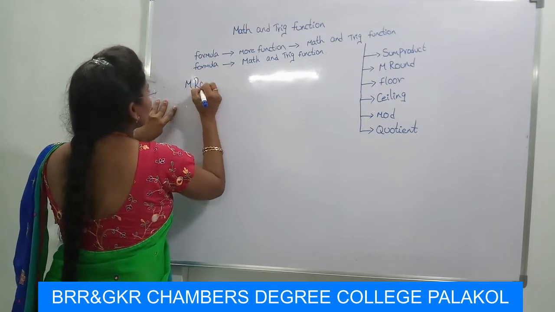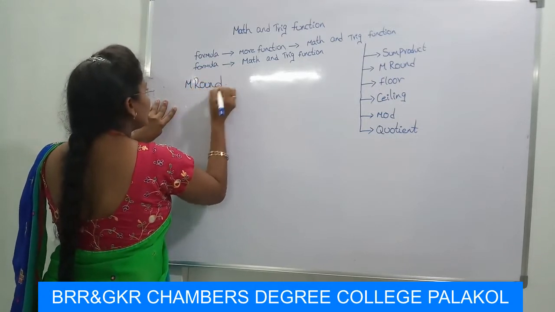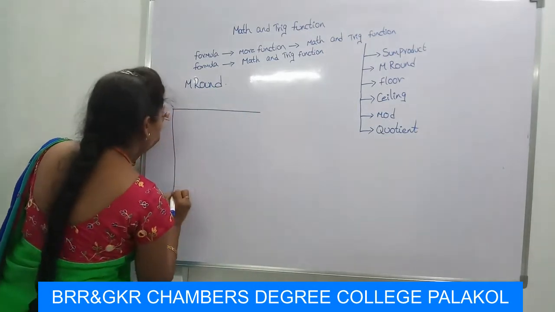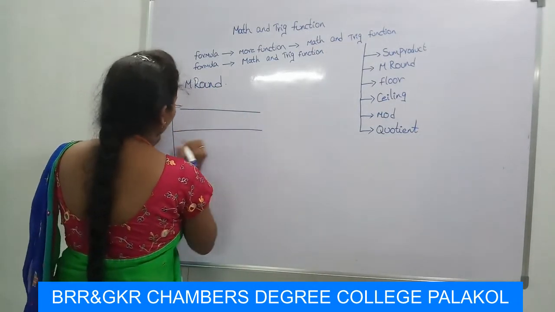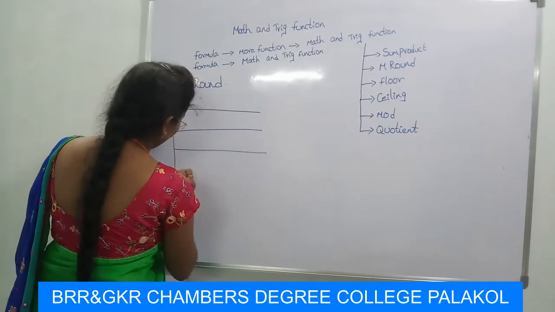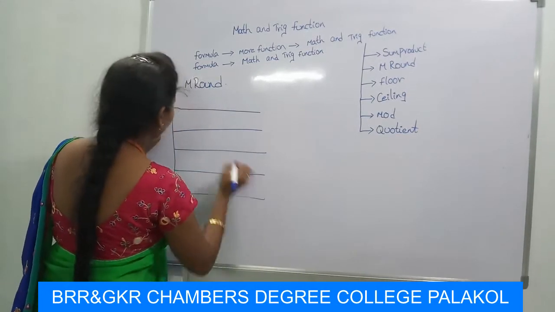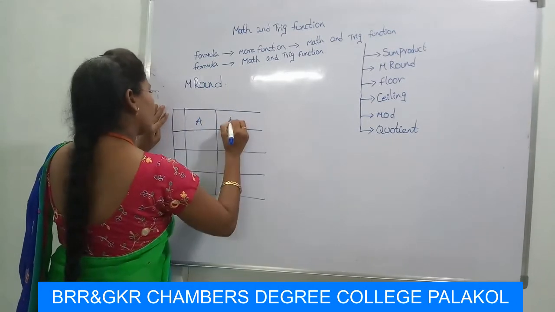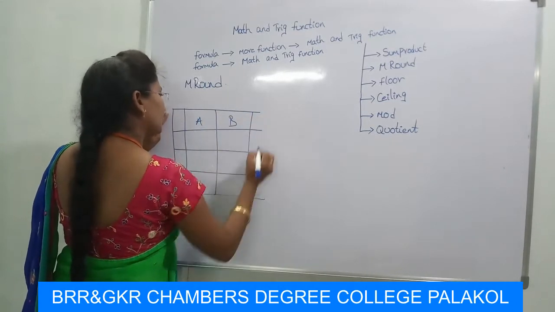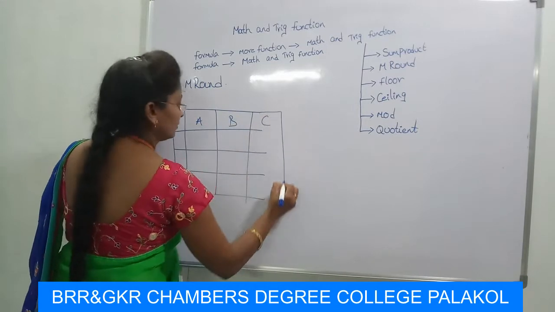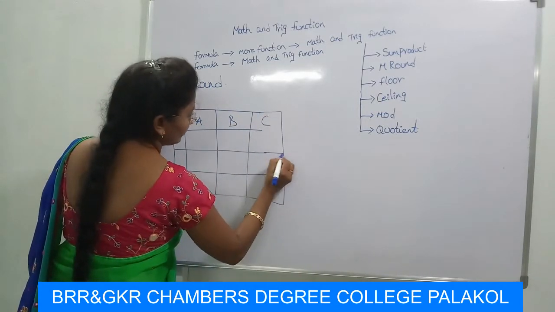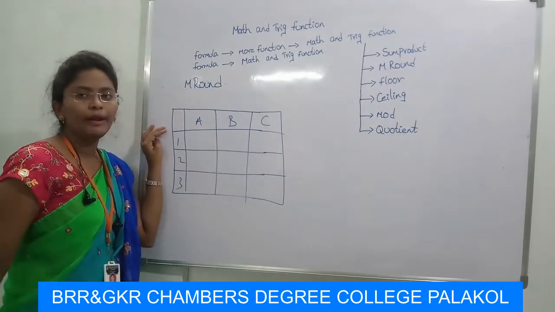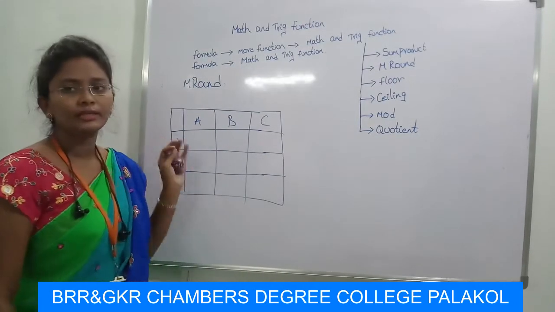And next function is mround. Here I am taking the data in the Excel sheet. A column, B column and C column. Row 1, row 2, row 3. I have to enter some data in the Excel sheet.